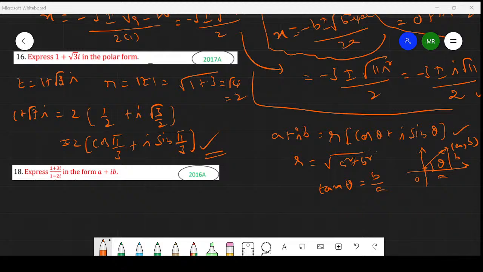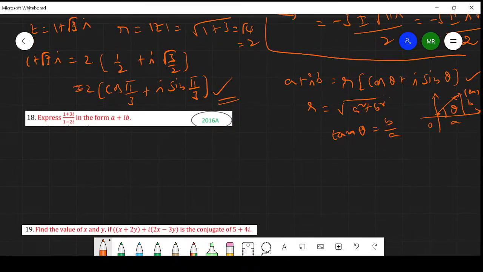If any doubt, please ask me in the chat box. I will repeat again if you want. Please ask me in the chat box to repeat the polar form. Now, the next problem.